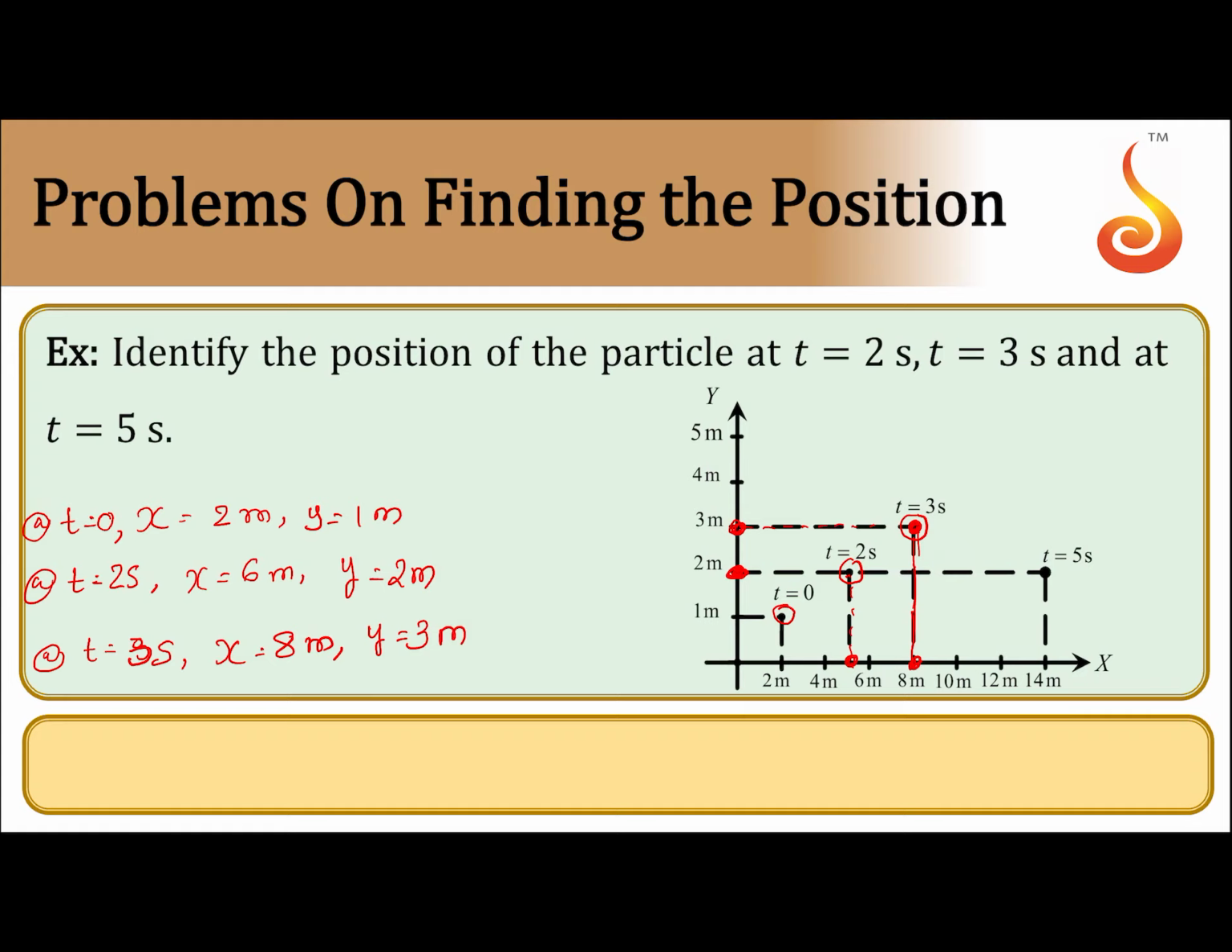Likewise, if I consider the particle at t equal to 5 seconds, what is the x coordinate? Look at it, this is 14 meters. So, x should be 14 meters. And what should be the value of y? So, this corresponds to y. If I drop a line, I will get y equal to 2 meters.